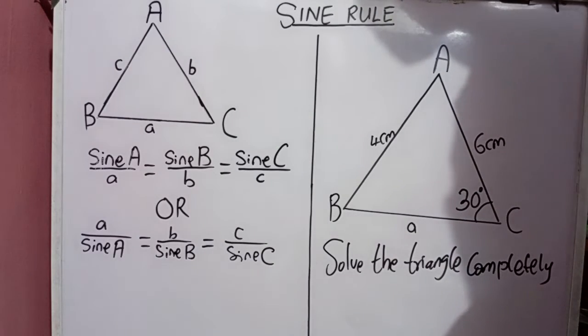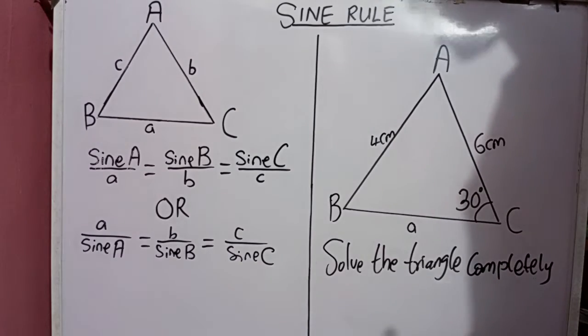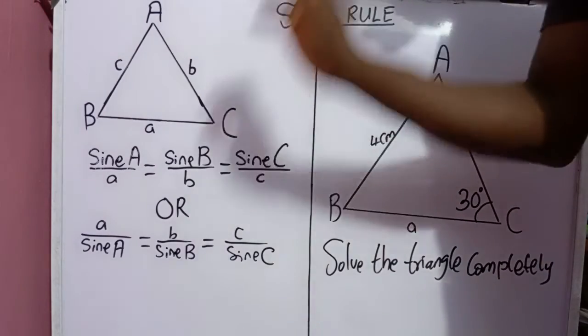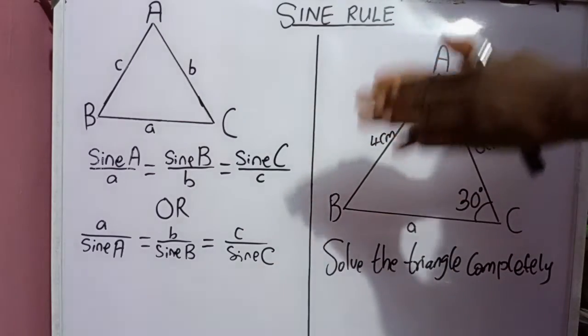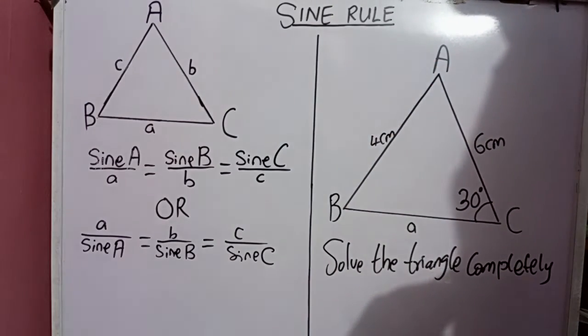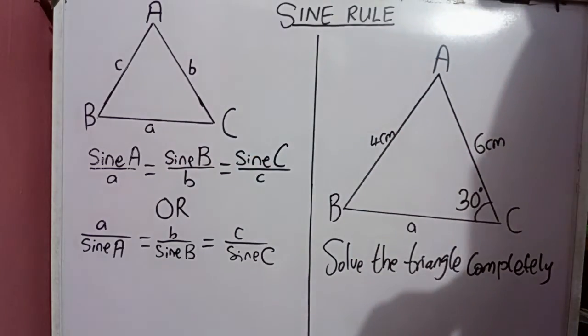Recall that if we are talking about a right-angled triangle and you're asked to find a certain side of it or an angle, we apply either Pythagoras theorem or we make use of the aspect of SOHCAHTOA that can help us to determine the side or the angle given in such a triangle.